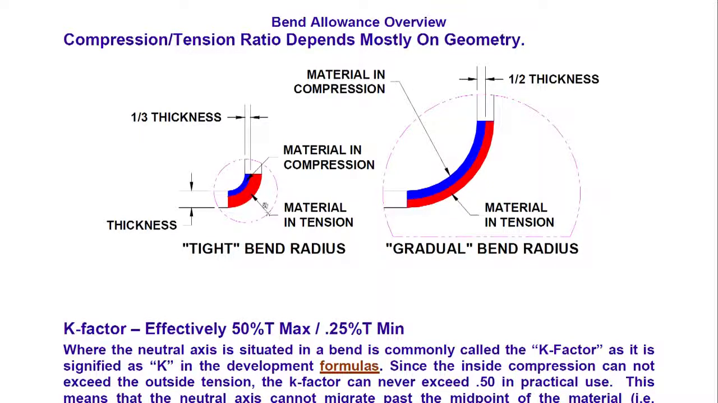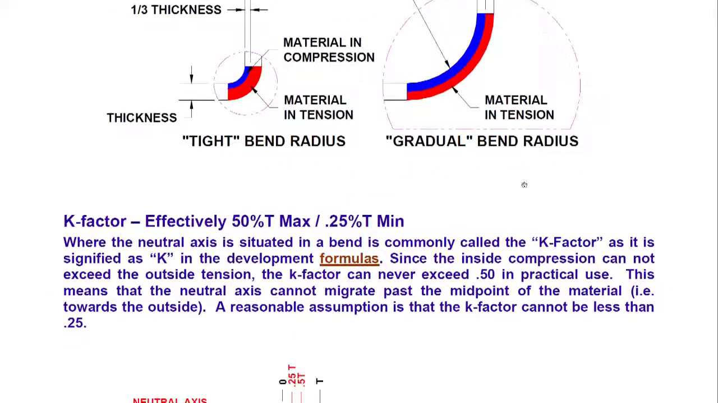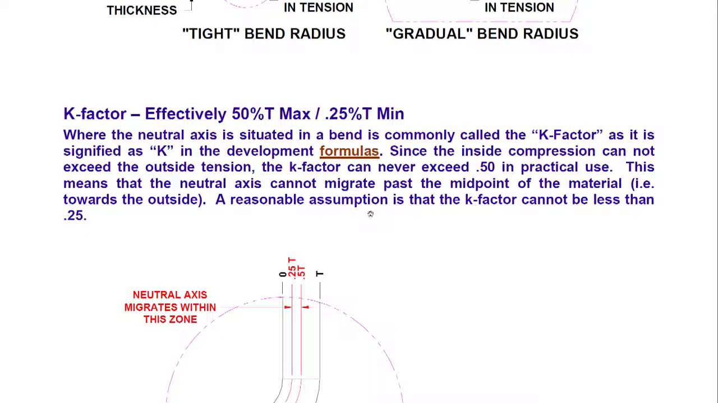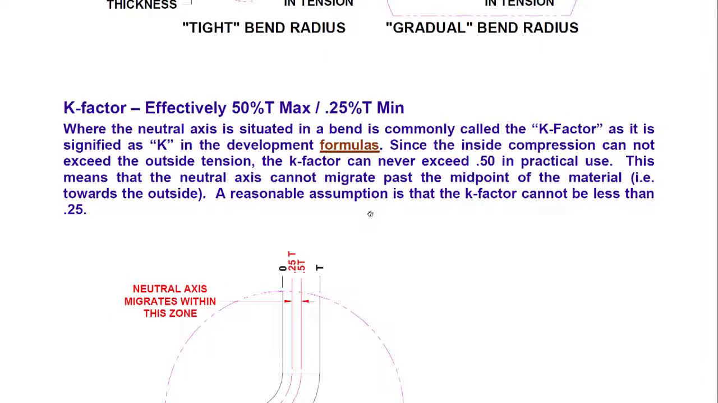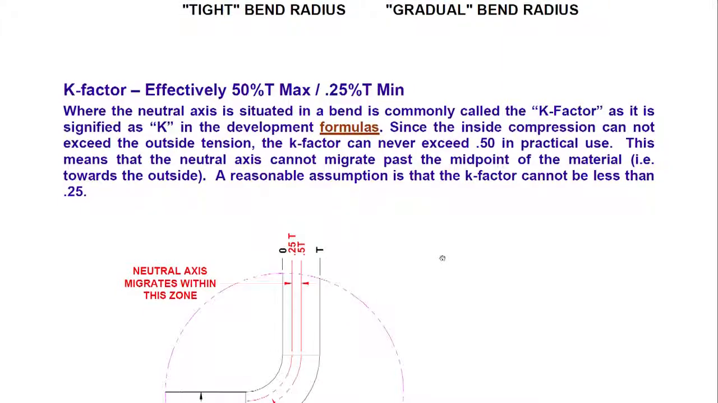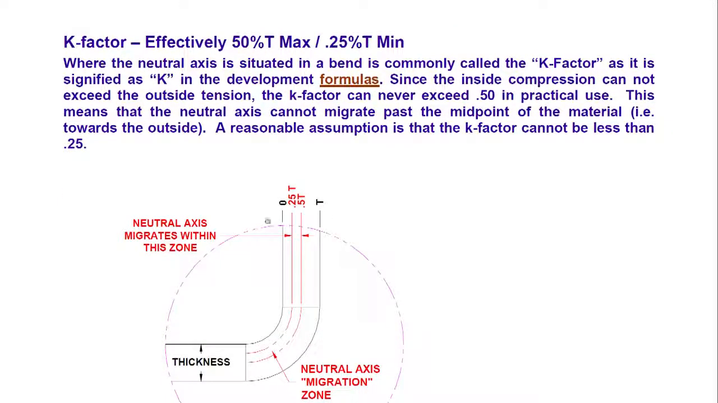Going back to this picture from sheetmetal.com, you have seen here, if it is a tight bend radius, the neutral axis seems to be about 1/3, and if it is a large or gradual bend radius, it exactly forms the geometric middle. Effectively, we have this issue where the neutral axis situation in a bend is commonly called the K factor. It is signified by K in the development formula. Since the inside compression cannot exceed the outside tension, K factor can never exceed 0.5 in use. The neutral axis cannot migrate past the midpoint of the material. A reasonable assumption is that the K factor cannot be less than 0.25. Mind you, it is again an assumption.